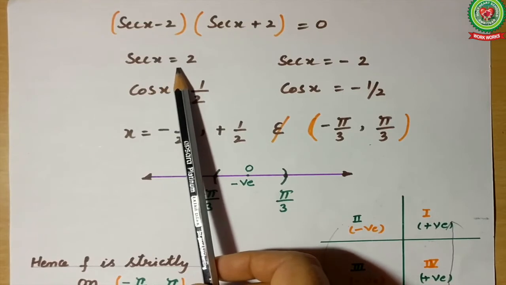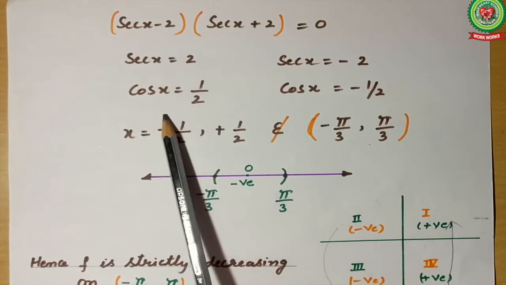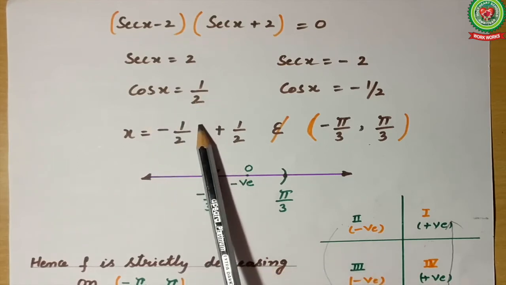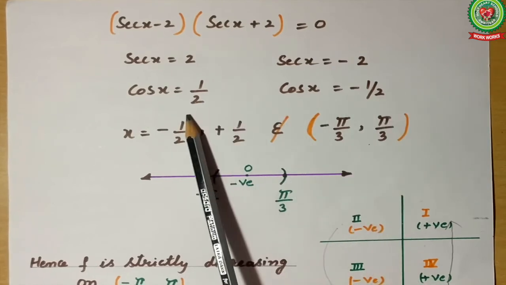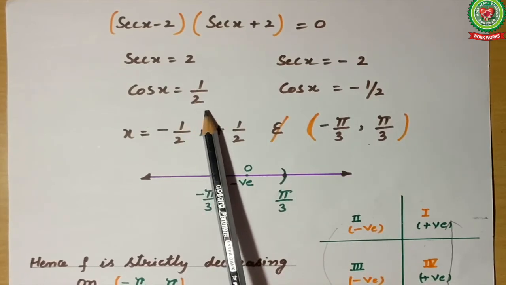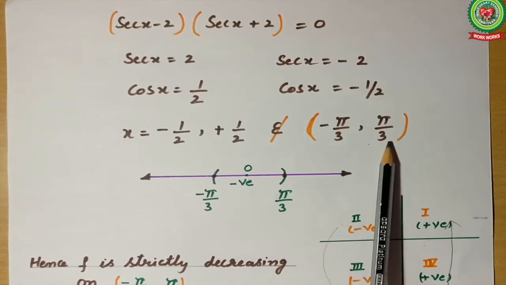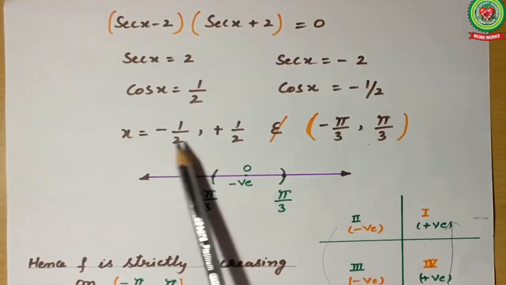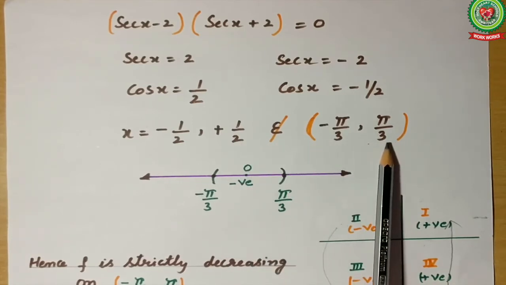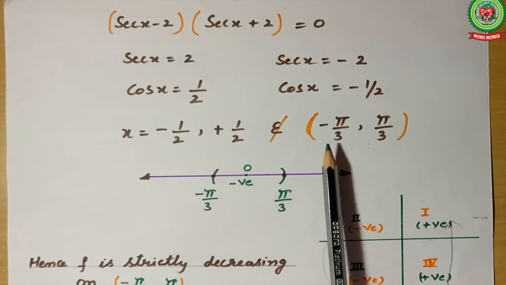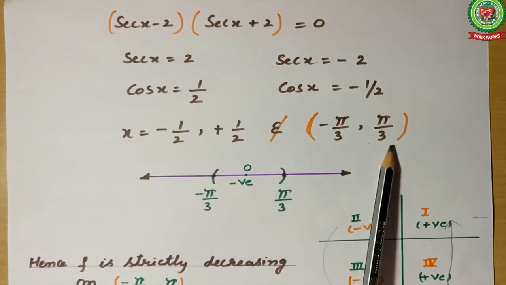When we take the reciprocal of secant x, it is equal to cos x. So cos x is equal to 1 upon 2, and cos x is equal to minus 1 upon 2. 1 upon 2 means 60 degrees, π/3. These two are the values for minus π/3 and π/3. That means these two values do not belong to the given interval, because we have to consider any value in between these limits, excluding these two values.